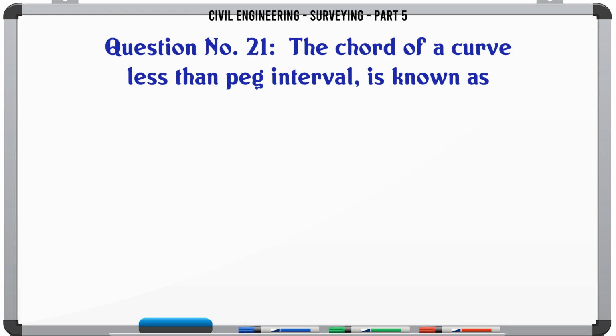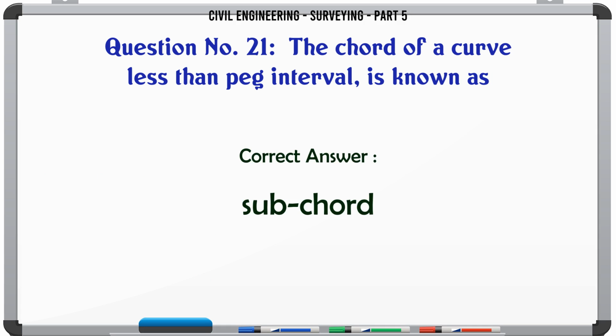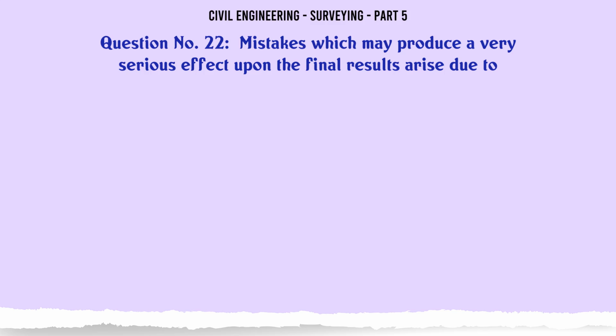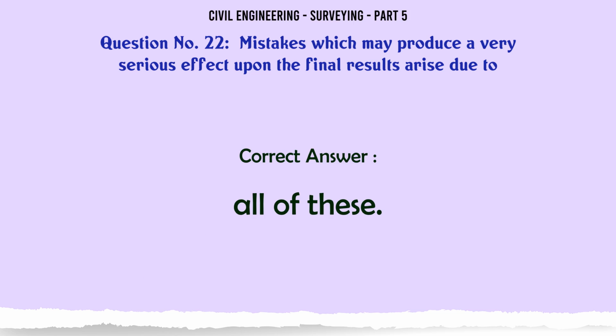The chord of a curve less than peg interval is known as A, small chord, B, subchord, C, normal chord, D, short chord. The correct answer is subchord. Mistakes which may produce a very serious effect upon the final results arise due to A, inattention, B, inexperience, C, carelessness, D, all of these. The correct answer is all of these.